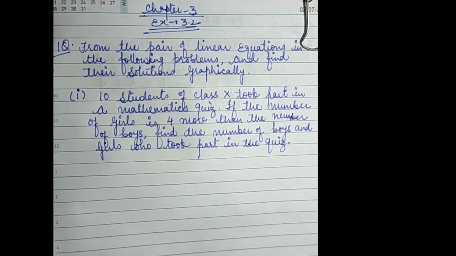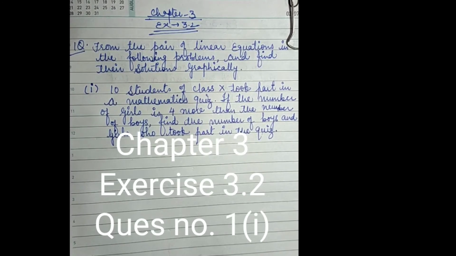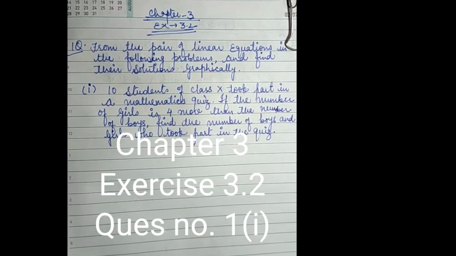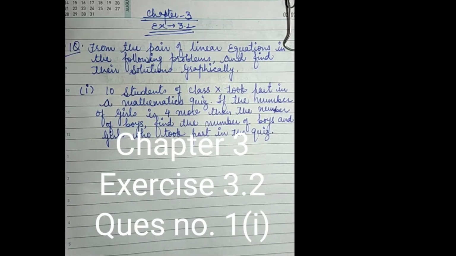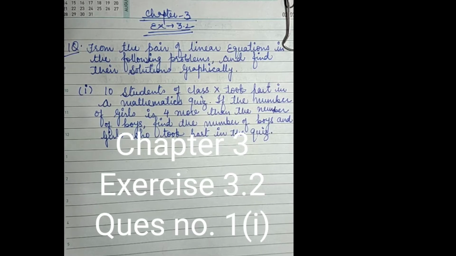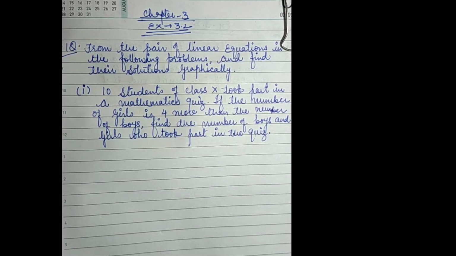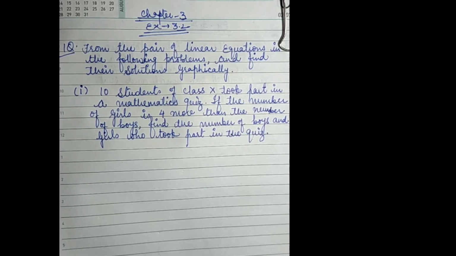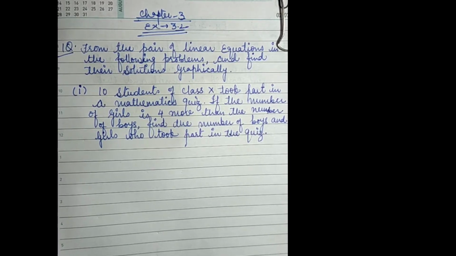Today we will be doing exercise 3.2, chapter 3, pair of linear equations in two variables of grade 10. So first question, first part: from the pair of linear equations the following problems and find their solutions graphically. 10 students of class 10th took part in a mathematics quiz. If the number of girls is 4 more than the number of boys, find the number of boys and girls who took part in the quiz.